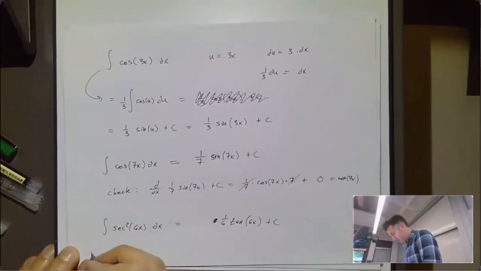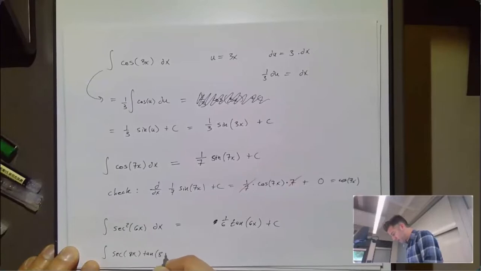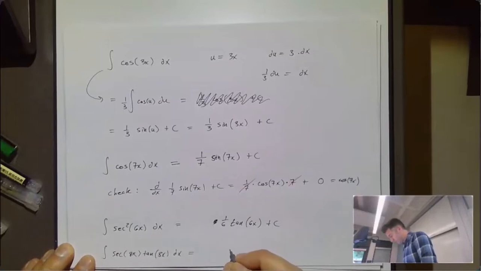Or the antiderivative of secant of 8x times tangent of 8x is going to equal, well, I know the antiderivative of secant x tangent x is secant of x. So the integral of secant 8x tangent 8x is going to be secant of 8x, and then I need a 1/8 out in front.